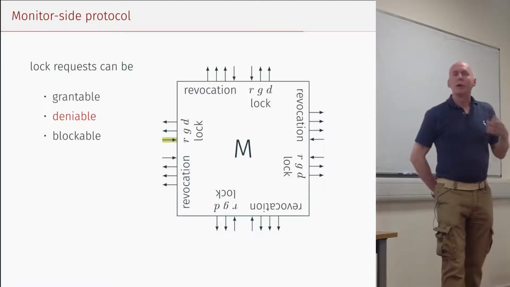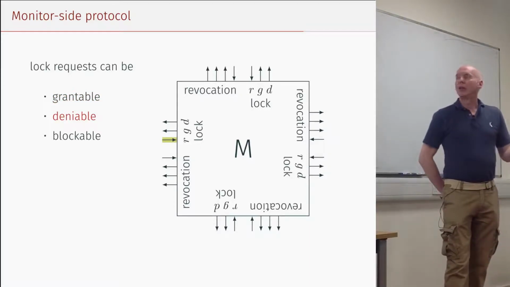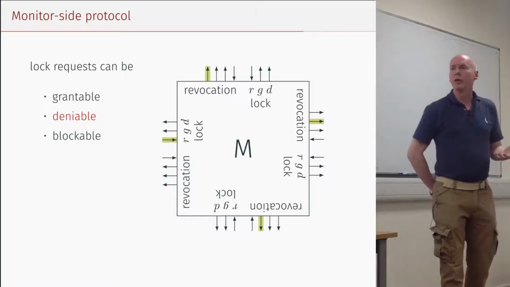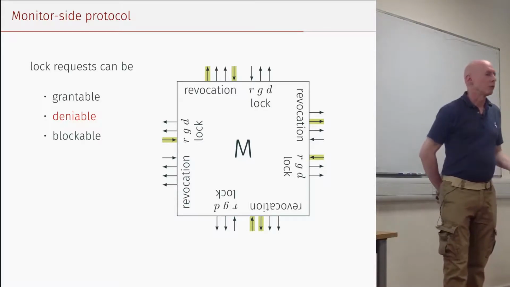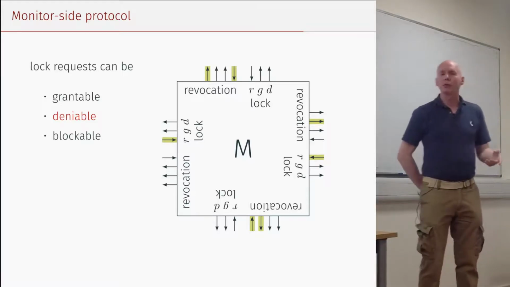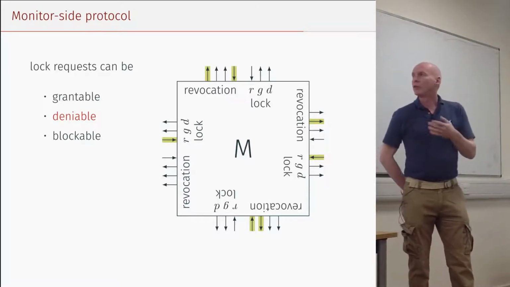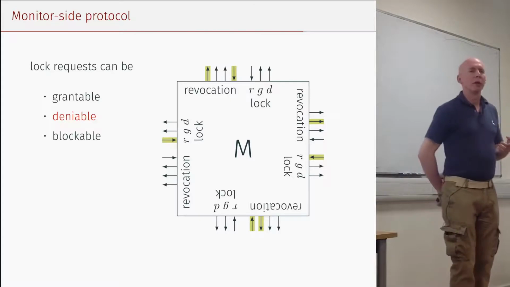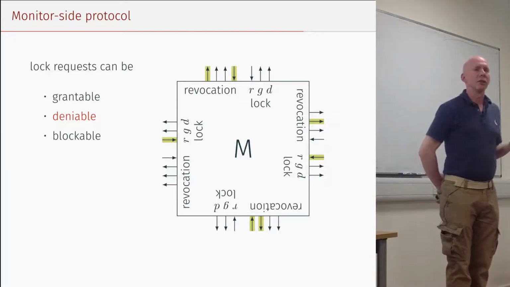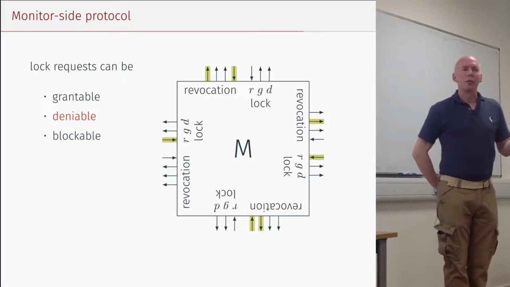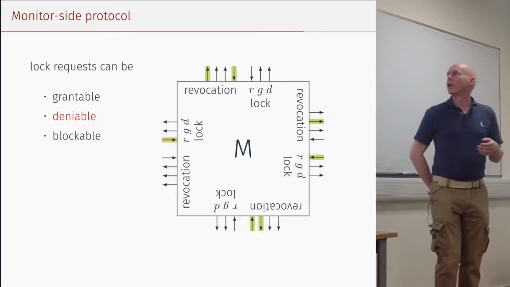Suppose now a request comes in from the left. It sends out the revocation requests to the others like before, and it receives revocation acknowledgments from above and below, but a lock request from the right. A transition should never acknowledge a revocation request with a lock request, but it could happen that the transition sent the lock request before it even received the revocation request.